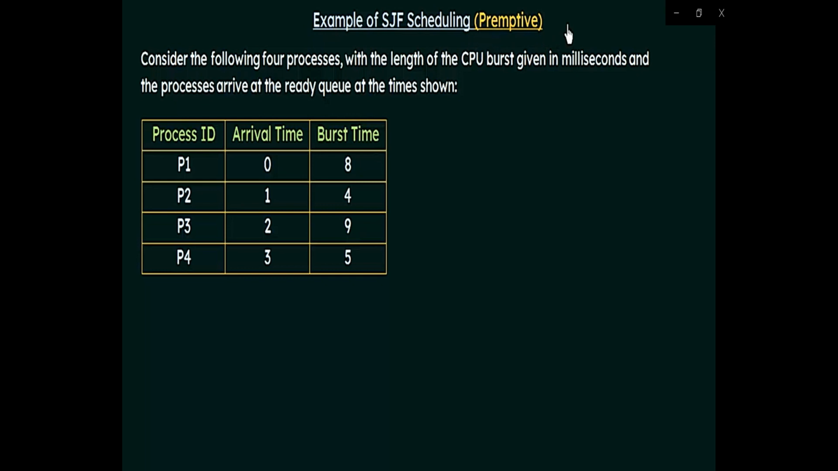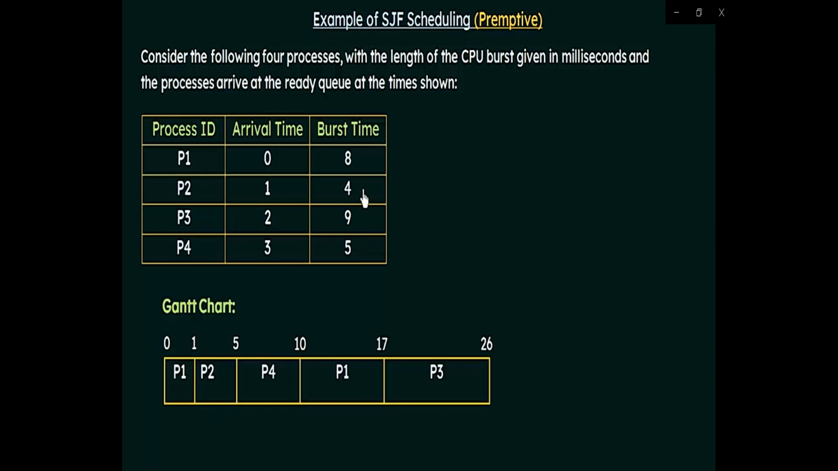As you can notice here, P1 arrives at time 0, and its burst time is 8 milliseconds or any unit. The process P2 arrives at the first unit of time and the burst time is 4 units, and so on. So here we are using the concept of preemption. To make the Gantt chart, see, this is the Gantt chart of this.